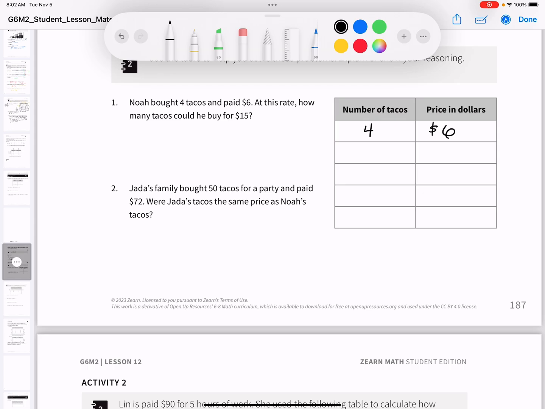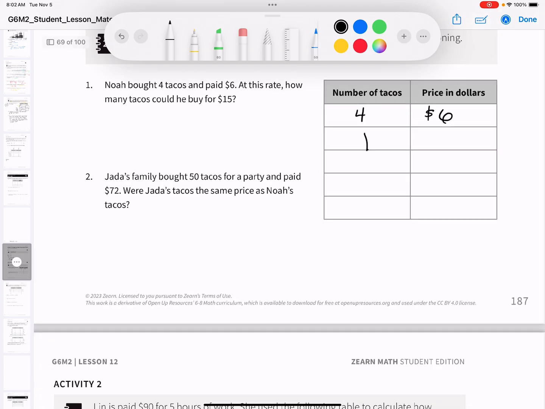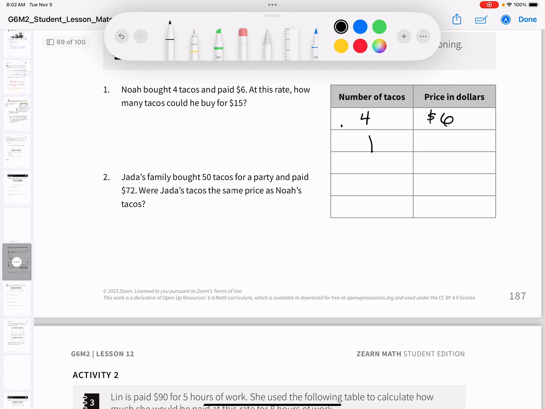Well, let's see what he paid for 1 taco. So 4 times 1/4, or divided by 4, would be 6 divided by 4, because we're doing the same thing here, multiplying by 1/4. 6 over 4, which is the same as 1 2/4, which is the same as 1 1/2, but because we're doing money, it's really $1.50. Okay? So 1 taco is $1.50, but I need to know for $15.